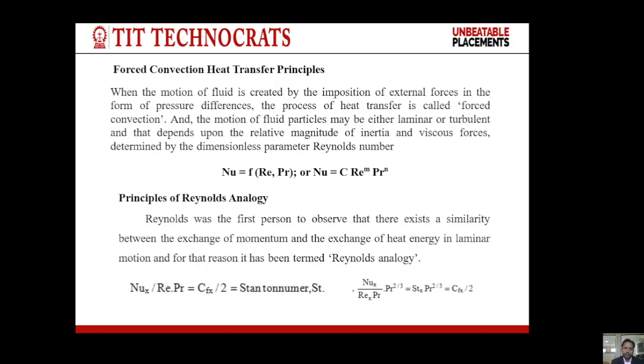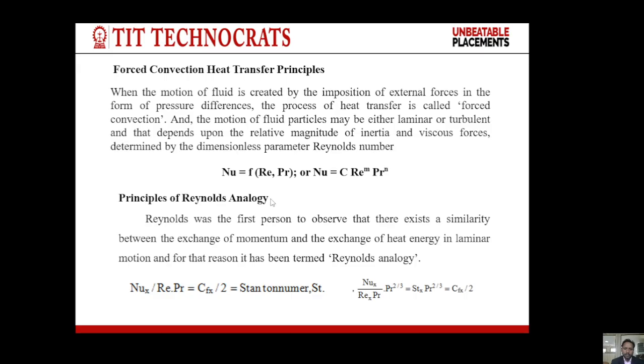Now the next is the forced convection heat transfer principle. As we have earlier discussed free and forced convection, forced convection requires external forces in the form of pressure difference, like a blower or compressor, to make the fluid move, and it could be either laminar or turbulent, depending upon the relative magnitude of inertia and viscous forces. So Nusselt number is a function of Reynolds and Prandtl numbers, and we can use this formula.